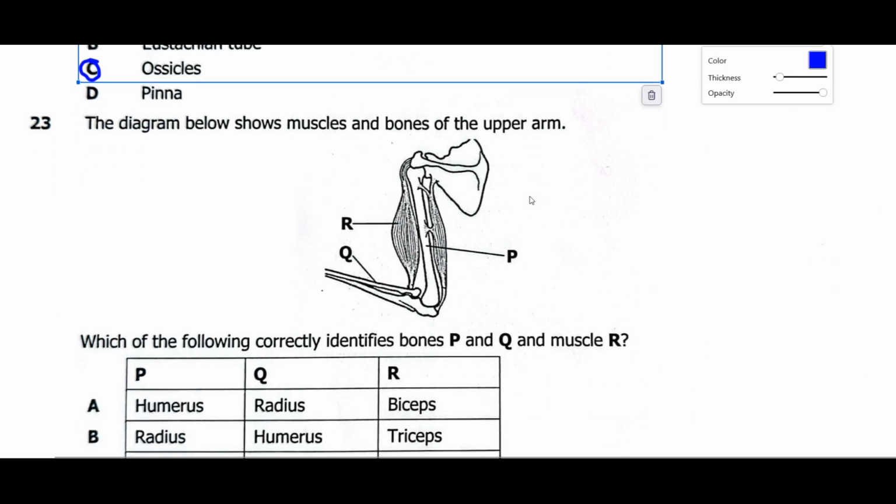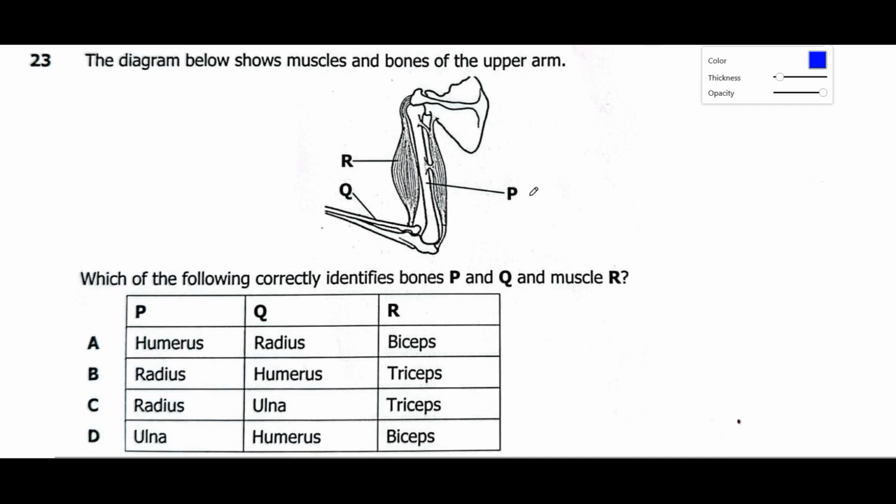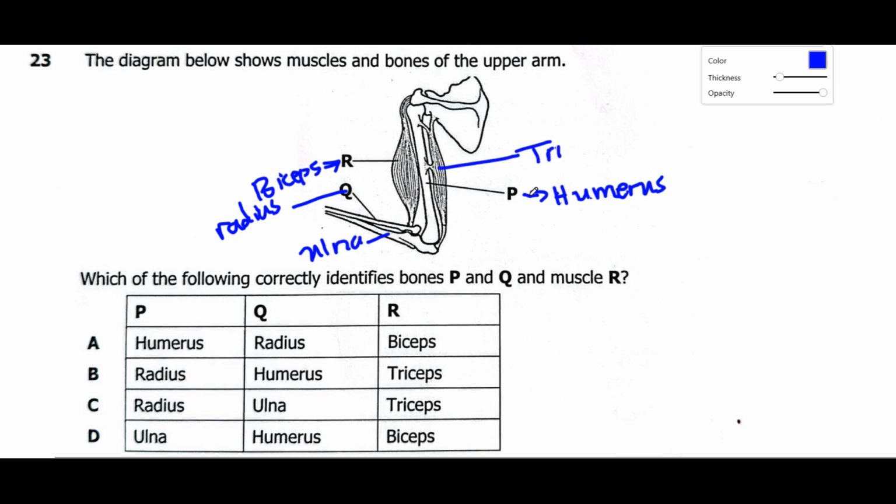Question 23. It's a bit of locomotion, I mean the skeletal system. The diagram below shows muscles and bones of the upper arm. P is the humerus. R, biceps. The one in front is the biceps. Then Q, radius. The larger one is the ulna. Then the muscle behind is the triceps.